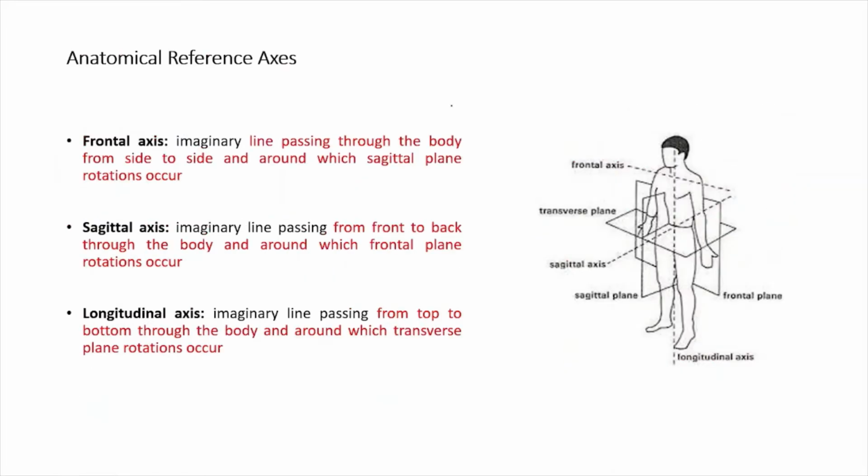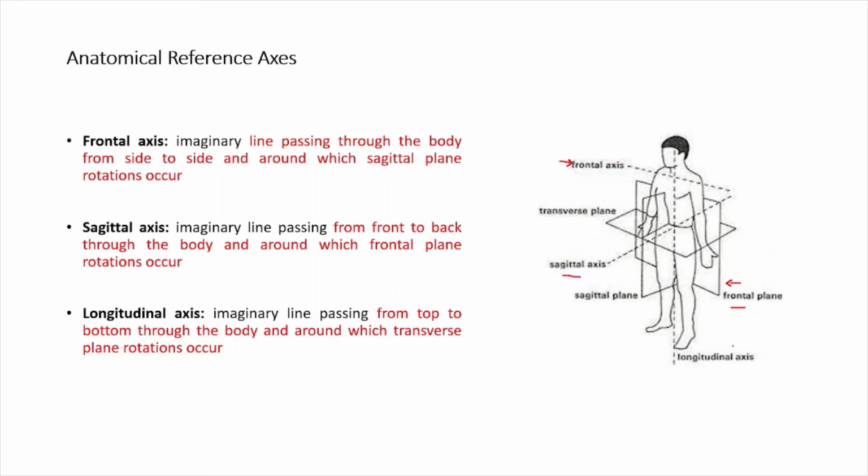Now, apart from the three different anatomical reference planes, we also have three types of anatomical reference axes corresponding to the three planes. Number one, we have the frontal axis. If you look at this figure, this is the frontal axis, while this is the frontal plane. The frontal axis is along the frontal plane, and it is perpendicular to the sagittal plane as well as the sagittal axis. You will also notice that here we have the sagittal axis.